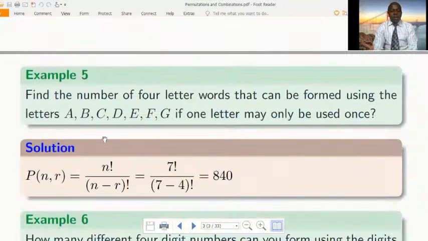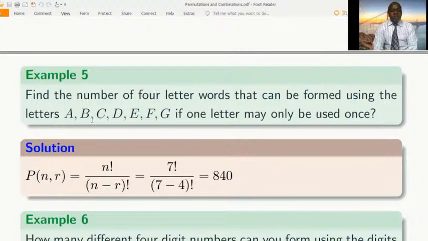Now, the question here is: find the number of 4-letter words that can be formed using the letters A, B, C, D, E, F, and G, if one letter may only be used once. So we do not want repeating some letters here. Now, this question wants us to work with this number of letters.